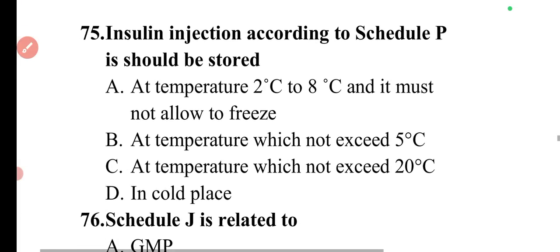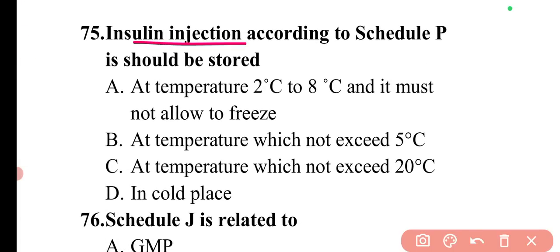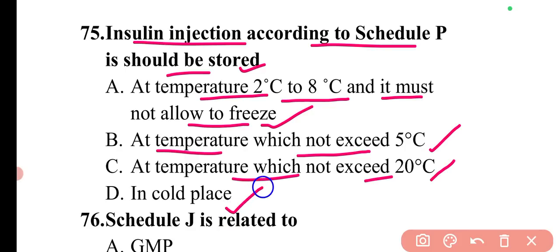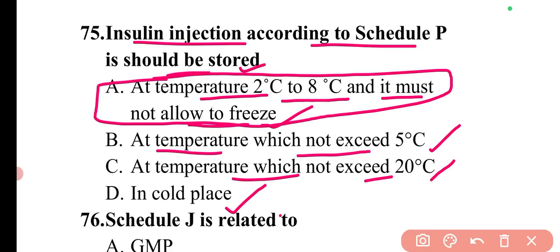Next question is, insulin injection according to Schedule P should be stored. Options are at temperature 2 to 8 degrees Celsius and it must not be allowed to freeze, at temperature which does not exceed 5 degrees Celsius, at temperature which does not exceed 20 degrees Celsius, or in a cold place. So the correct answer is option number A, at temperature 2 to 8 degrees Celsius and it must not be allowed to freeze.